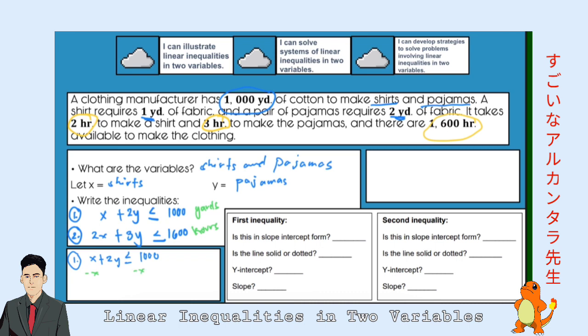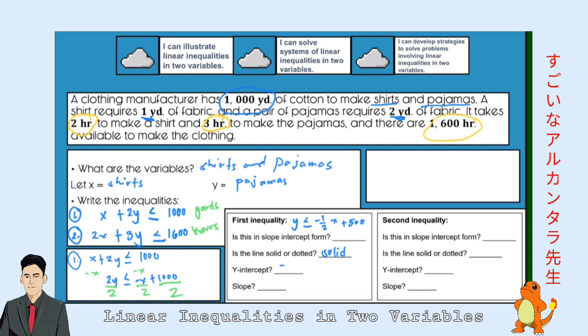So I will have 2y less than or equal to negative x plus 1,000. Divide the entire thing by 2 in order for me to isolate the y variable completely. So the final linear inequality will be y less than or equal to negative 1 half x plus 500. Okay, so the line here will be solid because the symbol is less than or equal to.